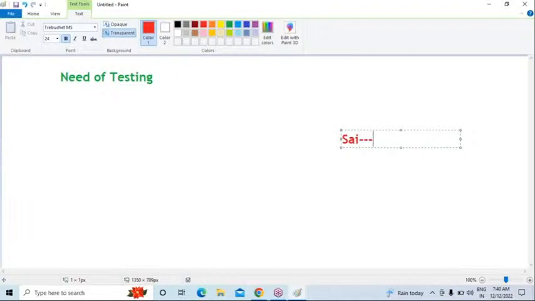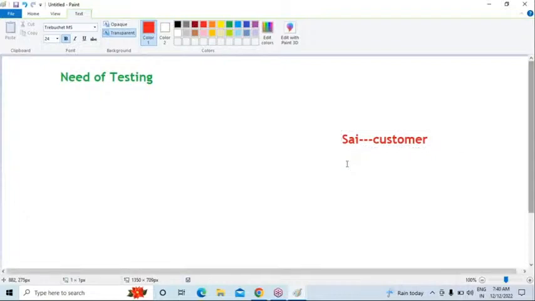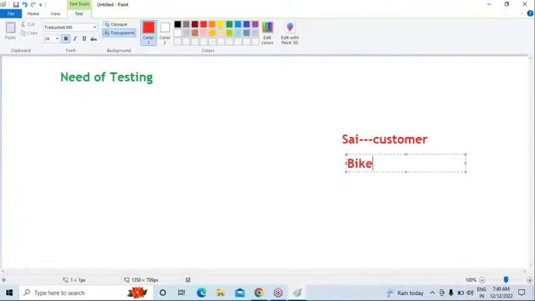Assume Sai is a customer, so he requires one project like a bike.